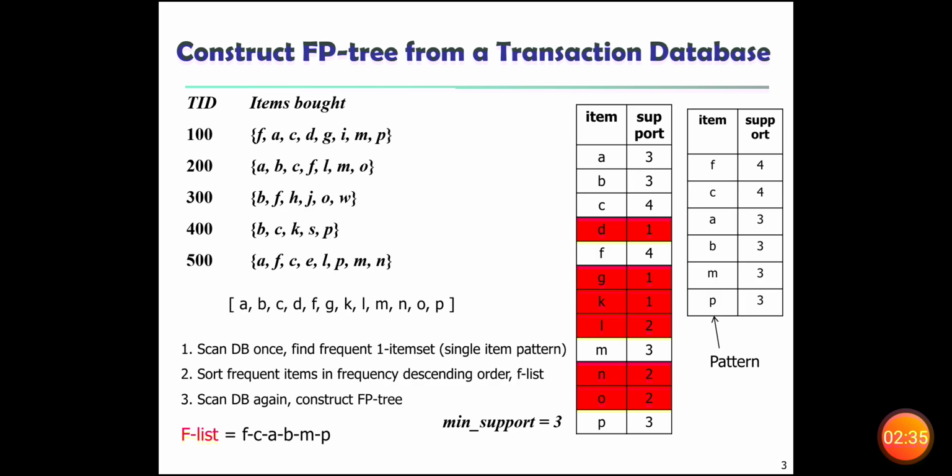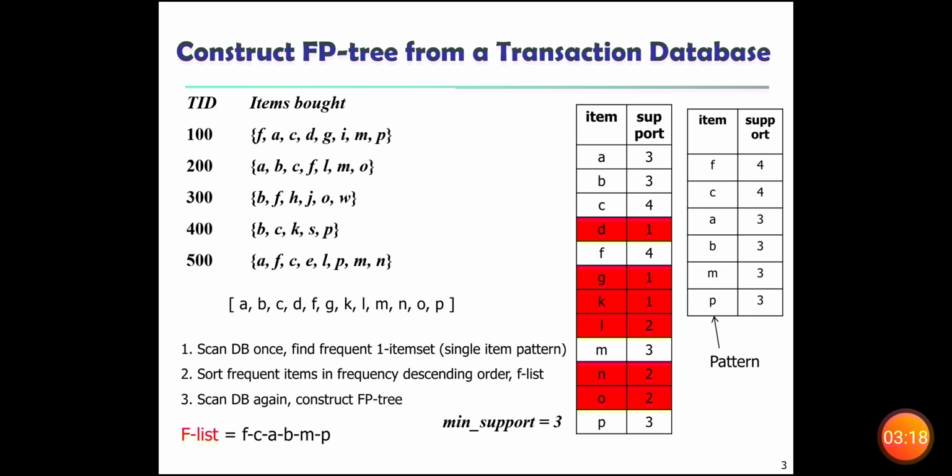Now we will find the support count for each and every item. On the right side we have created a table of item and support. For A, how many times does it occur in this table? Based on this, we calculate the support. A occurs 3 times: transaction ID 100 has A, transaction ID 200 has A, and transaction ID 500 has A. So the support count of A is 3.